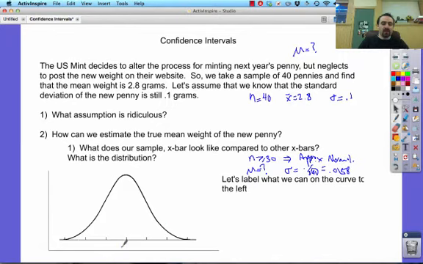Let's label that on the graph. We still don't know the mean, so we're going to leave it as mu. But we know if we go one standard deviation to the right on a normal curve, that should be mu plus 0.0158. One to the left should be mu minus 0.0158. Two to the right should be mu plus 0.0316, and mu minus 0.0316 on the left.